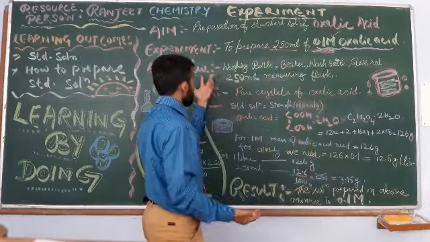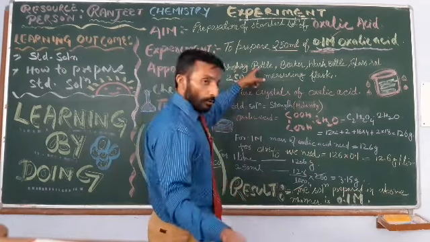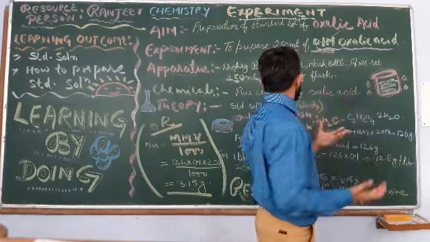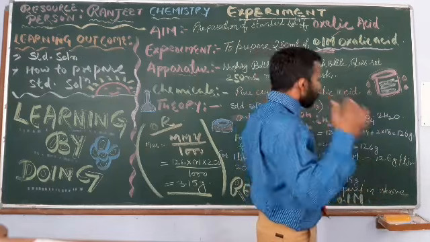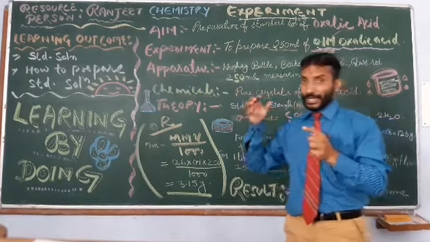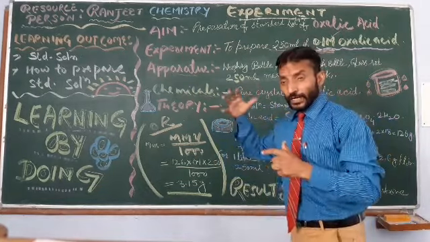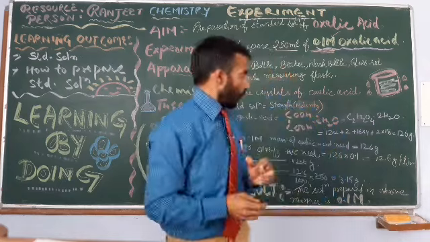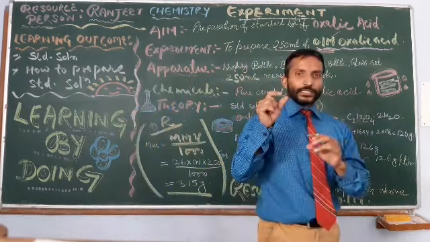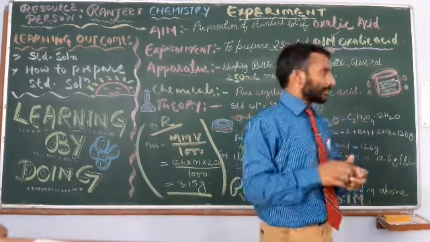So what are the apparatus required? Weighing bottle, beaker, wash bottle, glass rod, right? 250 ml measuring flask. Yeah, we will do the experiment after the understanding of the theory portion. Alright. Next are the chemicals. We need here crystals of oxalic acid.